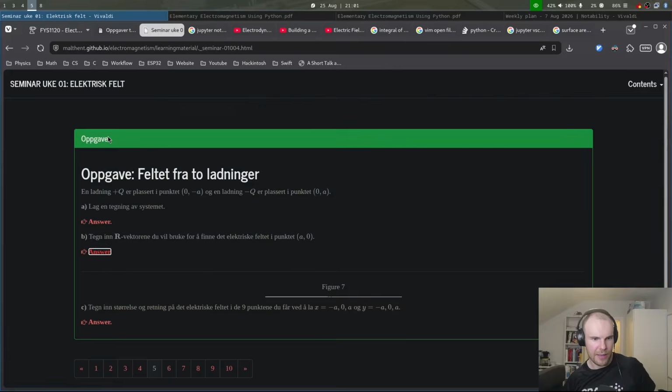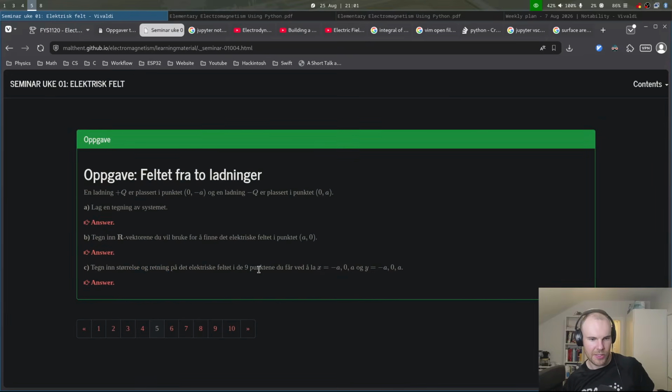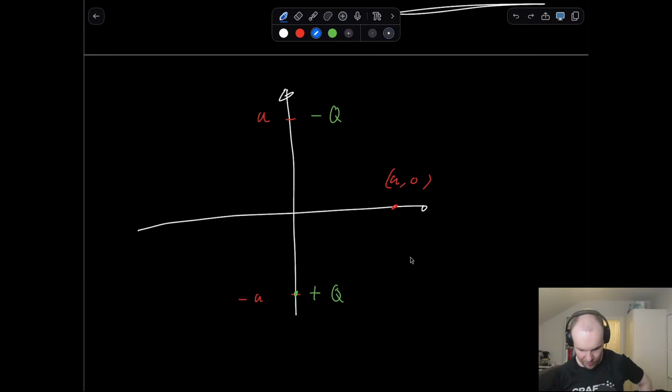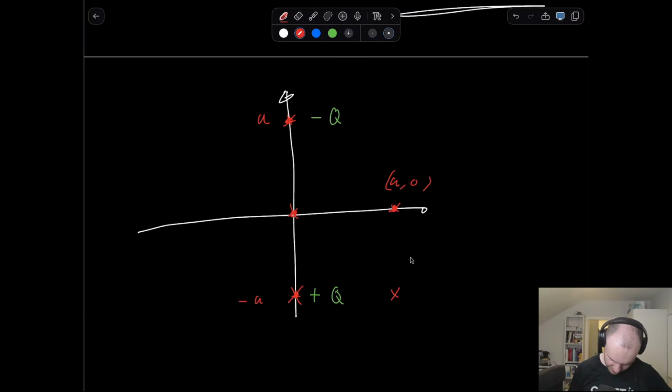Okay, and now draw in the sizes and direction of the electric field in the 9 points, all those A's. The direction and sizes on all 9 points. So let's make 9 points. This will be 1, this is 1 point, this is 1 point. Maybe I can just do X. X, there, there, here, and here. That's 9, right? Okay, and then we want the electric field.